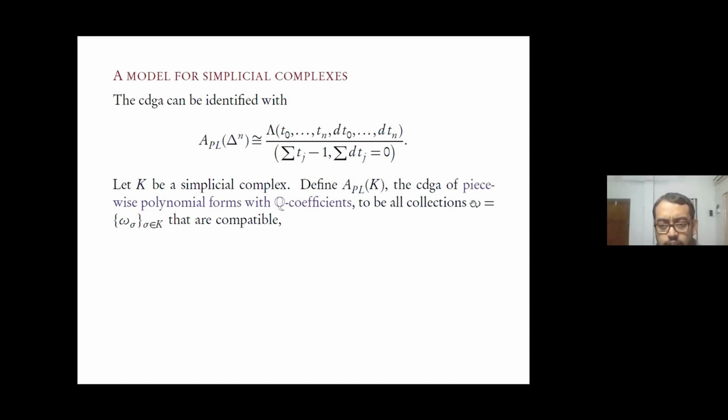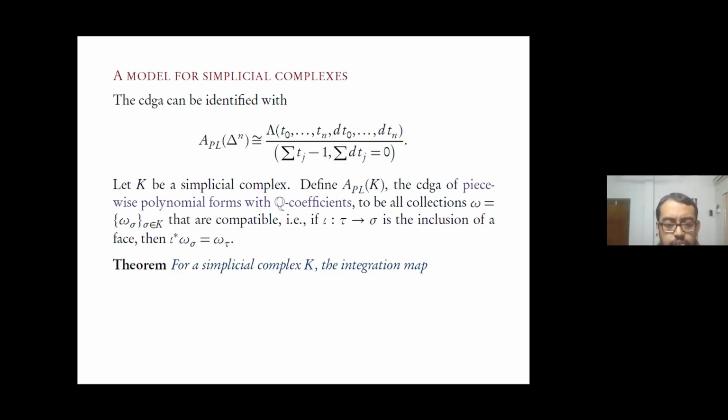So the set is a collection of all such omega, where omega is itself a collection of omega sigma. So omega is a polynomial form with Q coefficients, one for each simplex in K, and they should be compatible. Compatible means that if tau going to sigma is an inclusion of a face, then the assignment omega restricted to tau should be the assignment for tau, which is just another way of saying the pullback of omega sigma is omega tau, the assignment of the form at tau. This is just a compatibility condition. So you declare APL of K to be the collection of all such things, and one can check that this is a CDGA. You can take the wedge, you can take d.